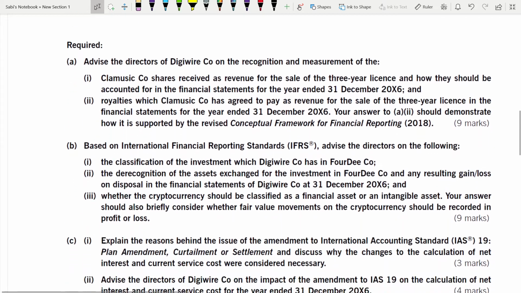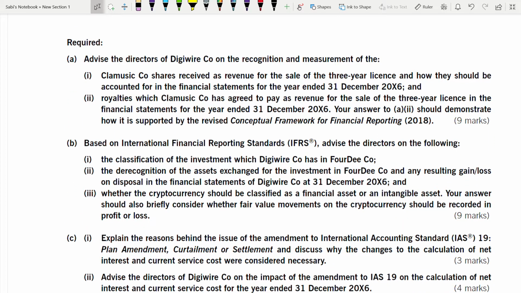Now, let us read the requirements first. Advise the directors of the DGY company on the recognition and the measurement of. So you have to talk about recognition and measurement using appropriate IFRS or IAS. First one, and it's for 9 marks. The first part says Clay Music Company shares received as revenue for the sale of the 3-year license and how they should be accounted for in the financial statements for the year ended 31st December 2006.